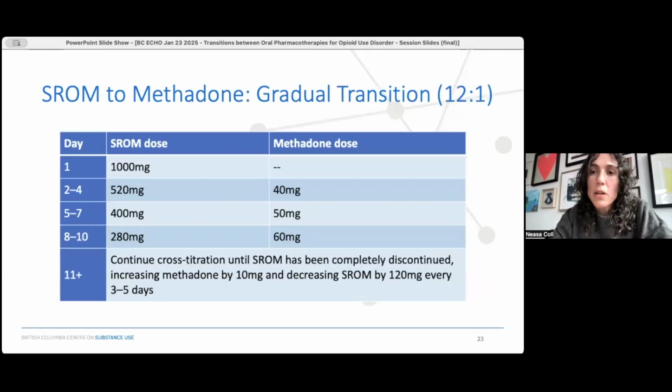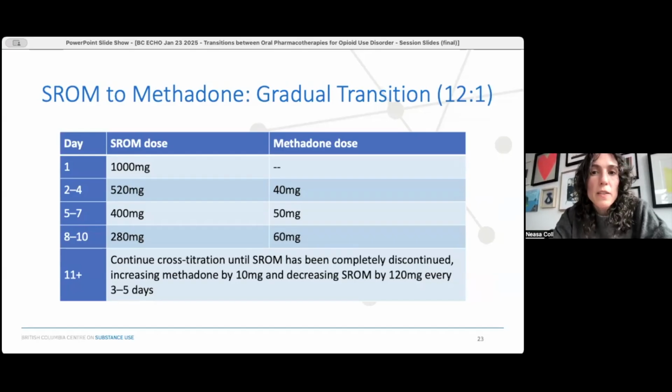We have an example here of what this transition looks like. And so this patient is currently on an SROM dose of 1,000 milligrams, and we're going to transition to methadone using a 12-to-1 ratio. So we're going to reduce the initial SROM dose by 12 times the starting methadone dose. So that's 40 times 12, which is 480, which means that on their first day of methadone 40, a SROM dose of 520 should be given.